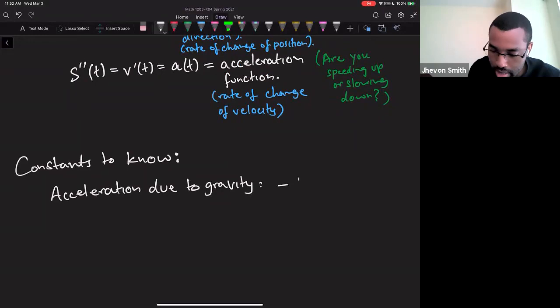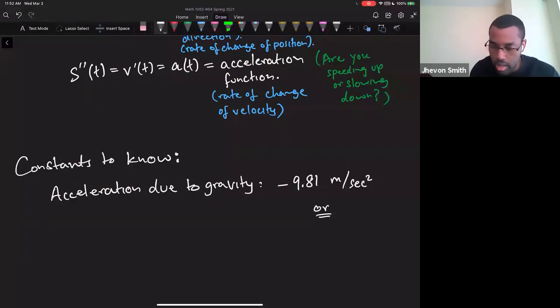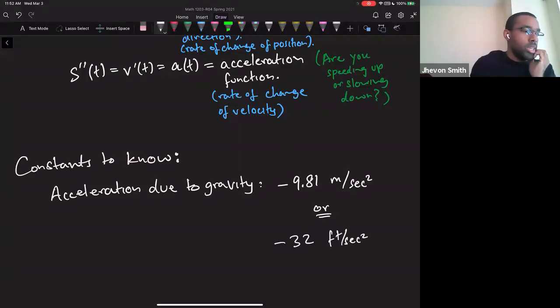So it's minus 9.81. The minus indicates that it will pull you down towards the Earth. And this is in meters per second squared. Or minus 32 feet per second squared if you're American. So those two numbers you should know, right? So the acceleration due to gravity is 9.81 meters per second squared, or 32 feet per second squared.